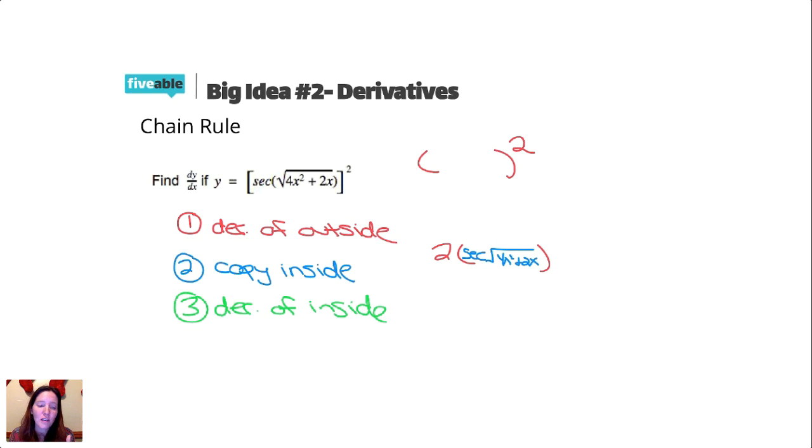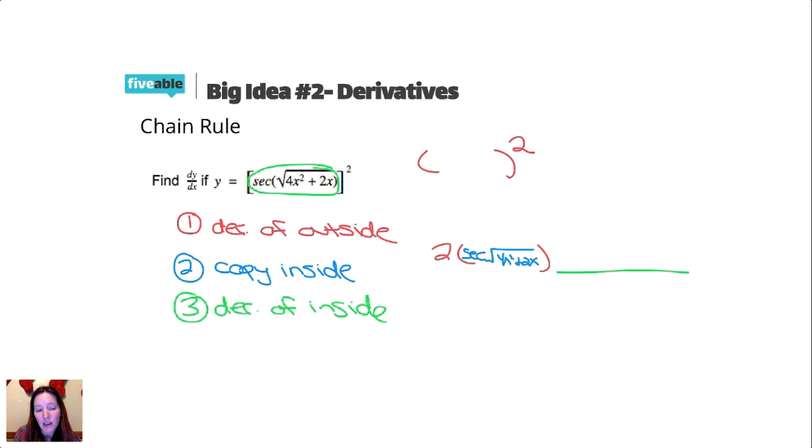Now, this unfortunately is going to present us with another problem because it's going to be another chain rule. So I need the derivative of the inside here. The inside we're saying is this secant square root of 4x squared plus 2. But that's actually going to give us another chain rule because we still have another outside and another inside. So we're going to go through our 3 steps again. So step number 1 is derivative of the outside.